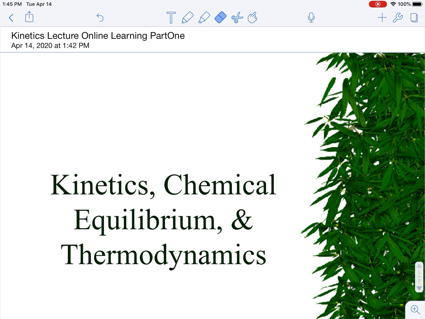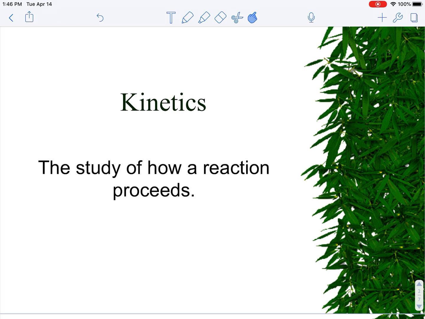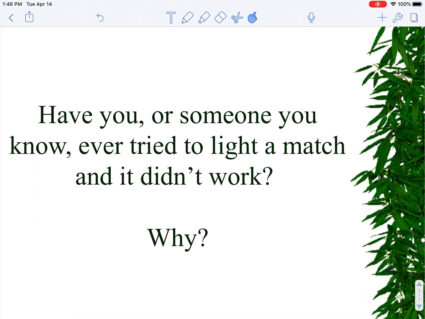Hello, today's lesson is part of the Kinetics, Equilibrium, and Thermodynamics unit. We'll be focusing on Part 1, Kinetics. By definition, that's the study of how a reaction proceeds.